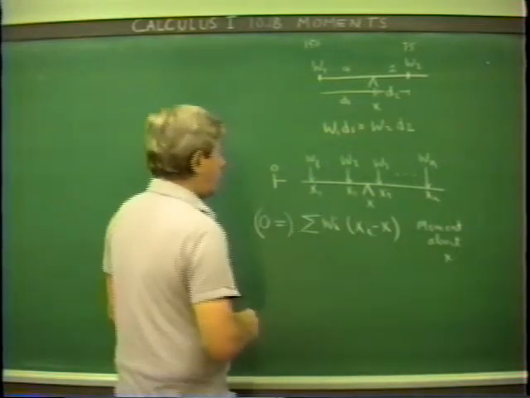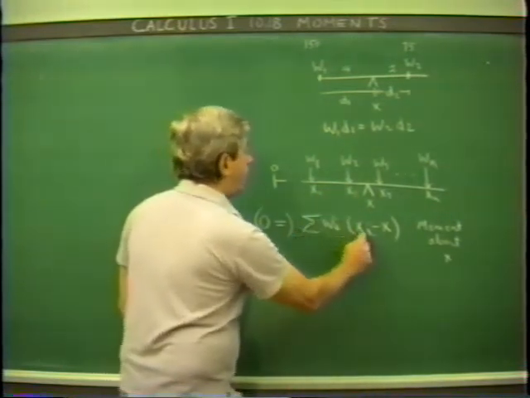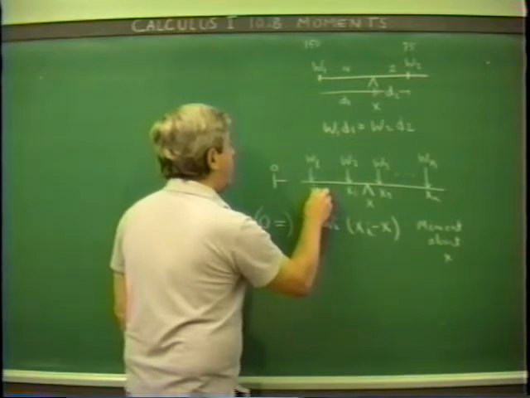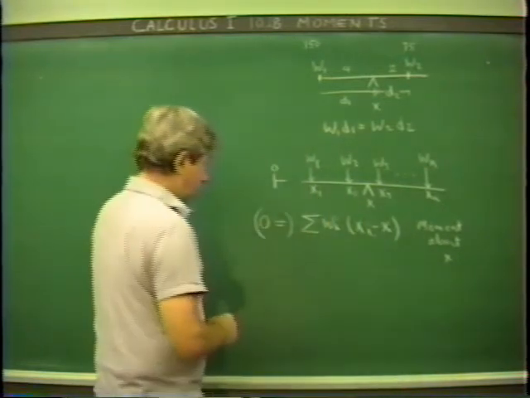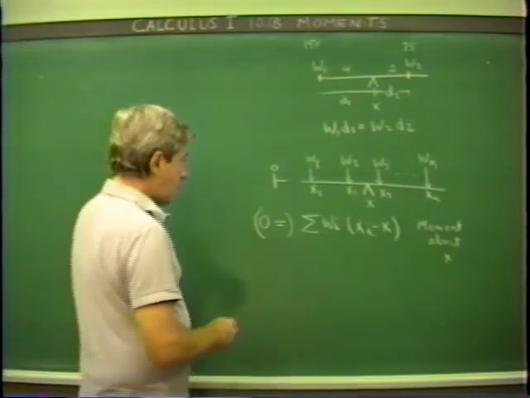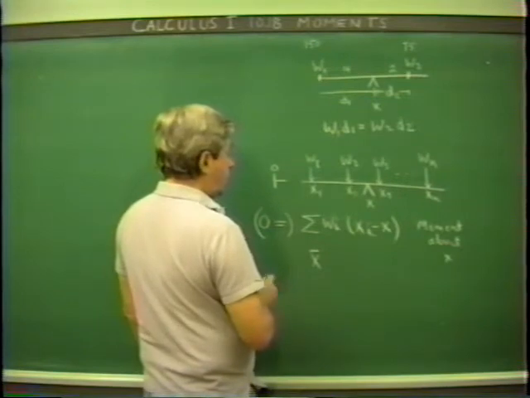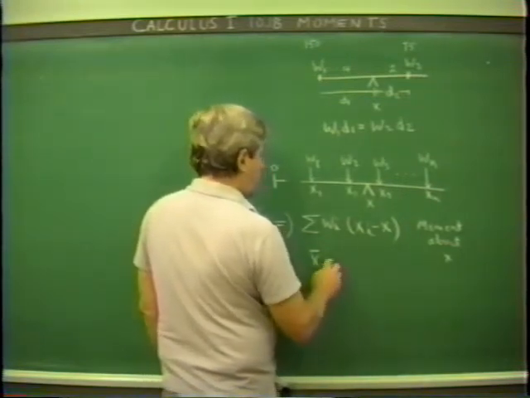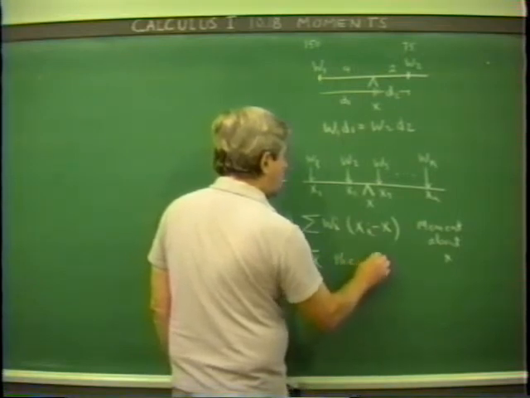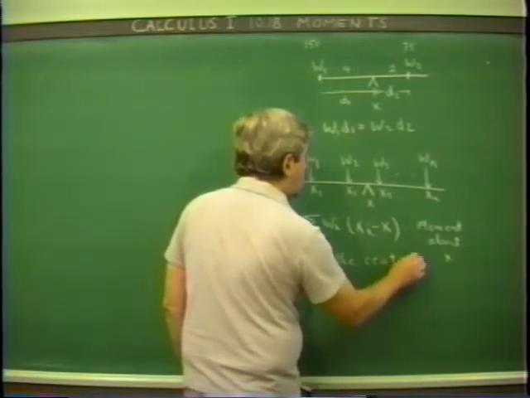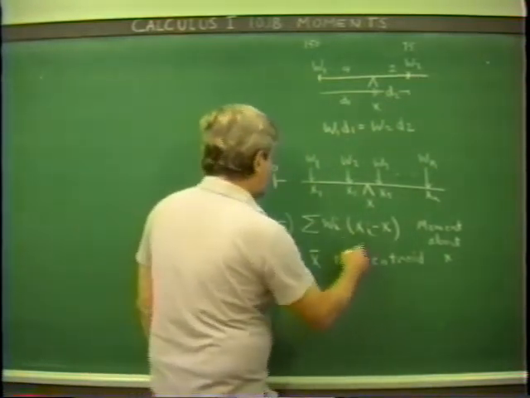The moments to the right here, the ones where the weight is positioned to the right of X, add up to the same moments for the weights positioned to the left of X. This is taken into account by the fact that we're looking at Xi minus X. It's negative to the left of X, and it's positive to the right of X. All right. At the point X where this balances, that point X is called the center of gravity, or the centroid.